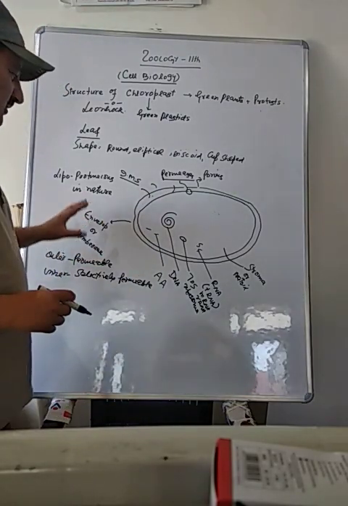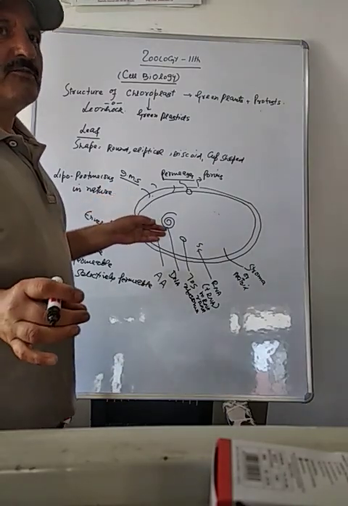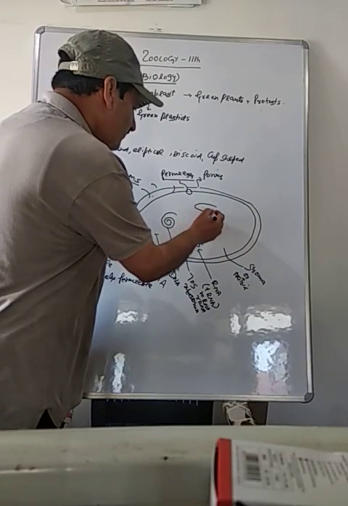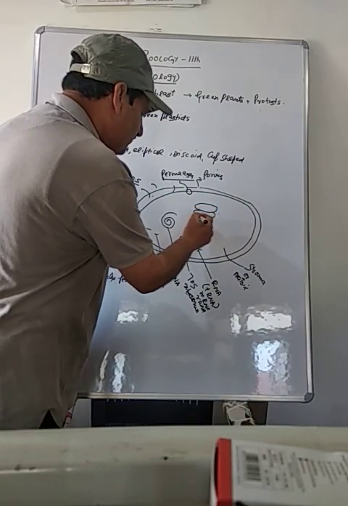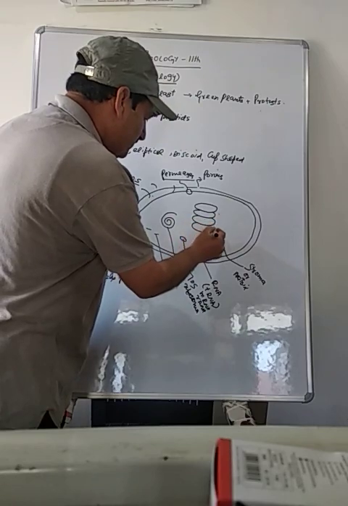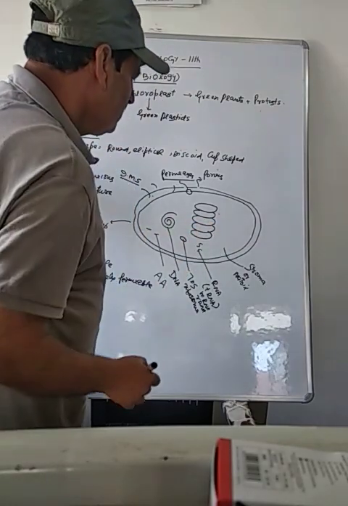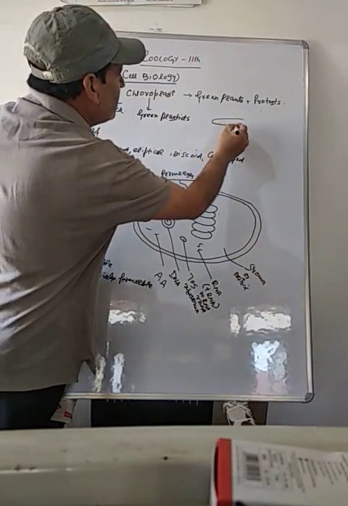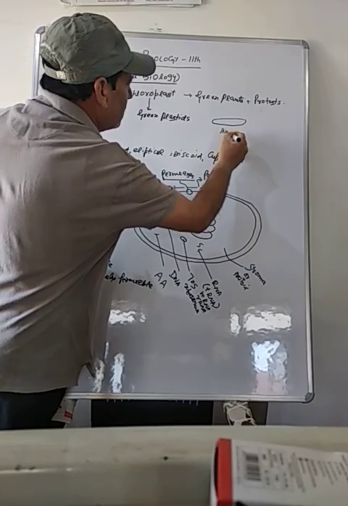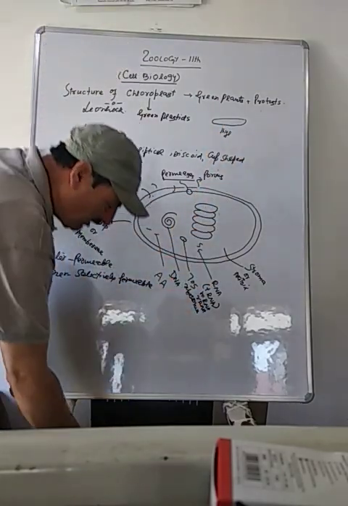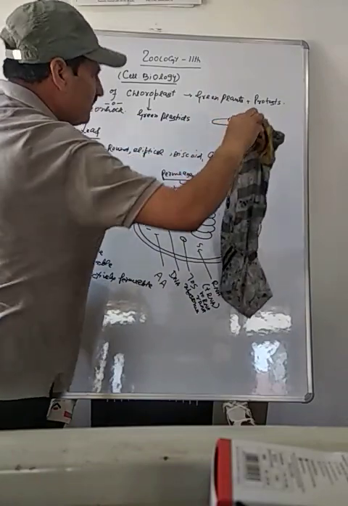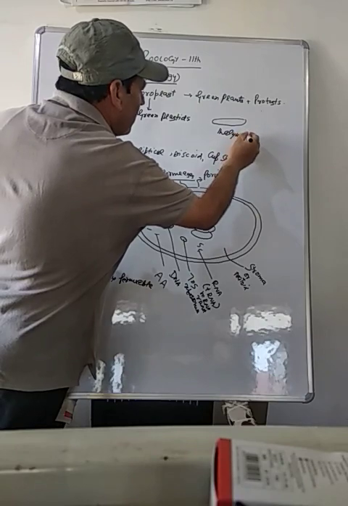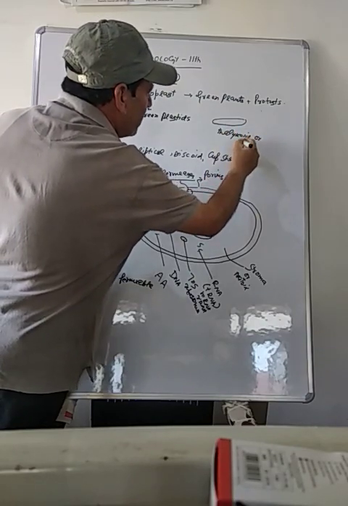Now, the main function of chloroplast is photosynthesis. That means formation of food. For that purpose, there are small disc-like structures, small pellet-like structures in heaps. I will draw one pellet here. This pellet is called a thylakoid. Or you can also call it a lamella.